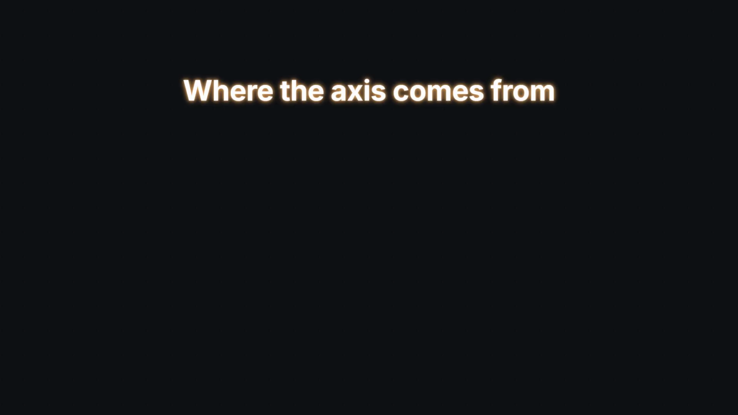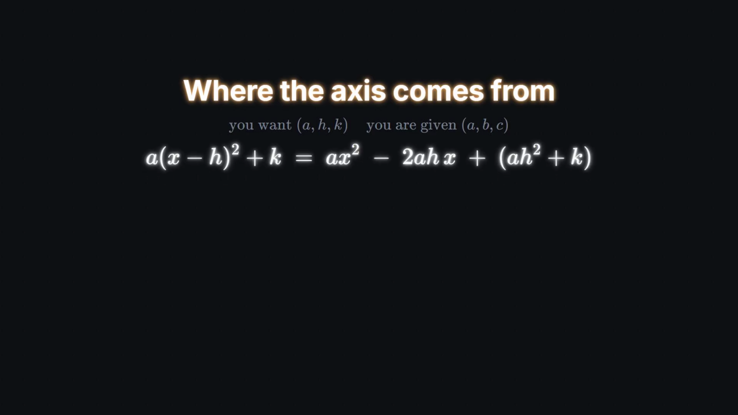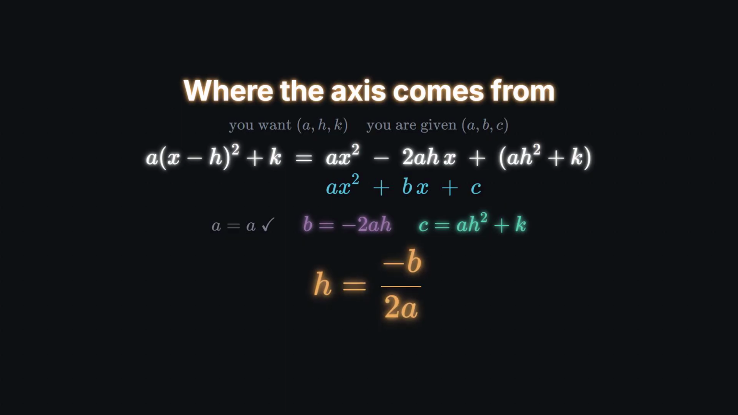One problem. Nobody hands you h and k. They hand you a, b, and c. So let us convert once. Multiply out that bracket. You get a x squared, minus 2ahx, plus ah squared plus k. Stack it against a x squared plus bx plus c. Same curve, so the matching pieces have to agree. The x squared terms already do. And the x terms tell us that b equals minus 2ah. Solve for h, and there it is. H equals minus b over 2a. That is the first half of the quadratic formula. And look what it is. Not a root. The middle.